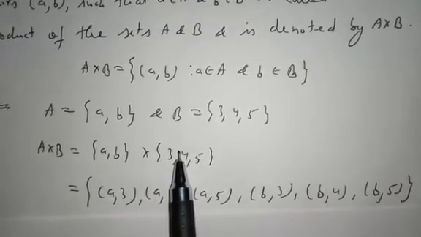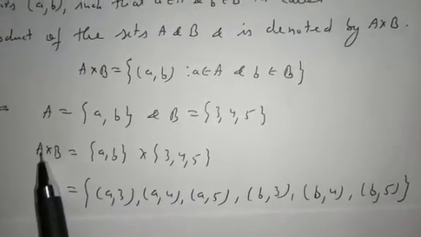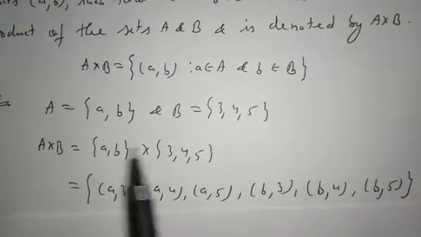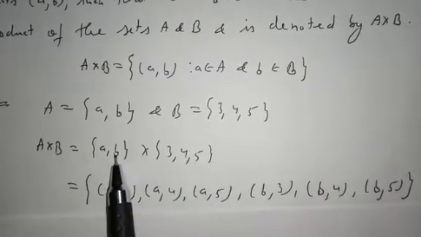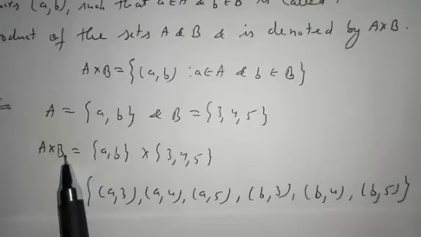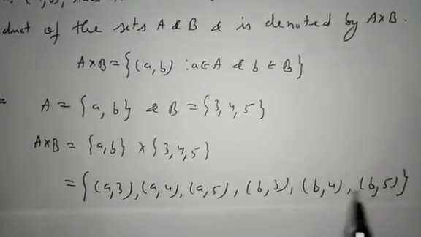So in this way we take all the possible ordered pairs in A × B. And one thing is that the number of elements in set A is 2 and the number of elements in set B is 3. So 2 into 3 is 6. So the number of elements in A × B will be 6: 1, 2, 3, 4, 5, 6.